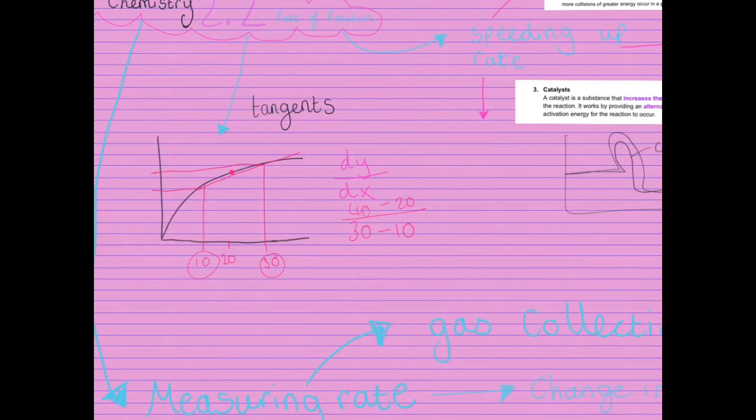Depending on what we were doing, say we had time along the bottom in seconds, and we had concentration in moles per decimeter cubed. Okay, so then the units for that would be moles decimeter cubed over seconds, or you can bring the seconds up and put it as seconds to the minus 1. Okay, just checking your units there.